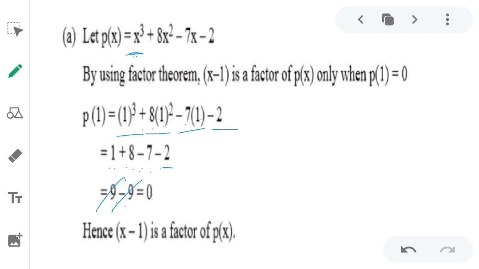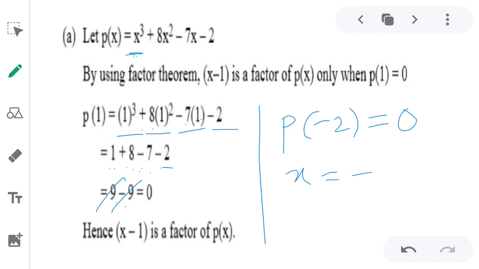Now let us suppose the question is given like this: p of minus 2 equal to 0, then what is the factor of the polynomial? If it is given like this, what is the factor of the polynomial? Then what do we have to take? x equal to minus 2. Taking this to the other side, x plus 2.